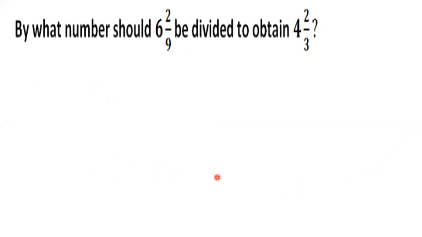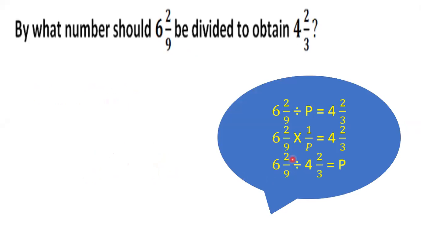Next. By what number should 6 2 by 9 be divided to obtain 4 2 by 3? What we will do? We'll say let the number be divided by p. 6 2 by 9 divided by p equals to 4 2 by 3. Alright. Now this division changes to multiplication. Remember children, I have taught you division changes to multiplication. So p will become 1 by p. Now this p will go over there and this multiplication will come here. Basically, we'll have to divide.